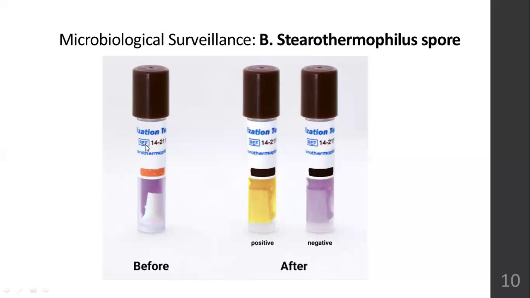Depending on the type of sterilization, different types of biological indicators can be used. Certain biological indicators are used only for steam sterilizers. Certain are used for hydrogen peroxide gas sterilizers. An ethylene oxide chamber will have a different type of indicator. So depending on the sterilization technique you are using, microbiological surveillance indicators can also change. Different types of bacterial spores can be used.